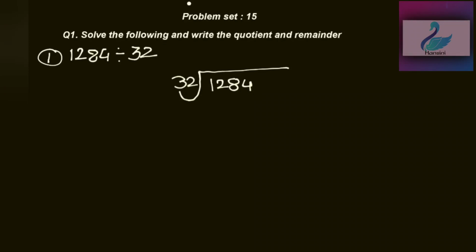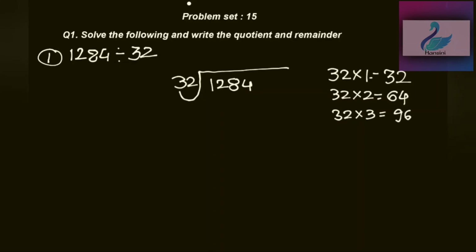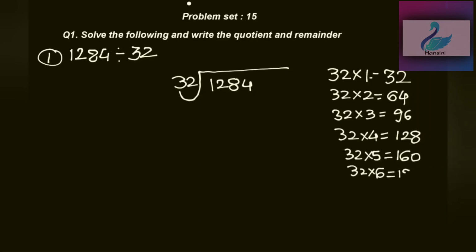First thing you have to do is always make a column for rough work. And you have to make this column of rough work on the right side of your paper or page or your notebook. So now you can see here, as it is divided by 32, so in the rough work column we will write the table of 32.